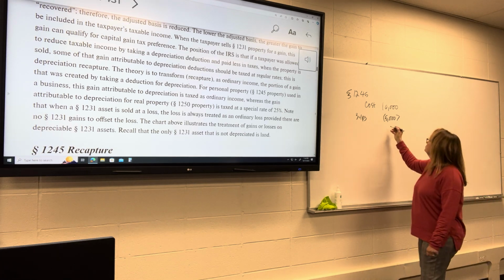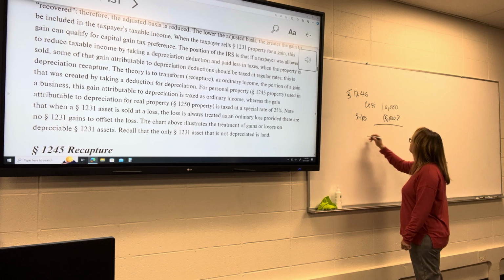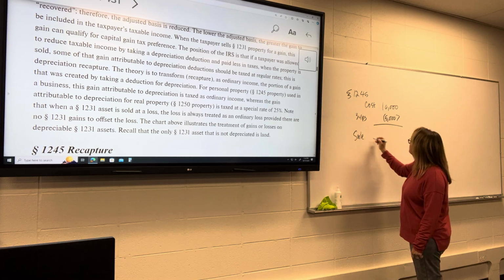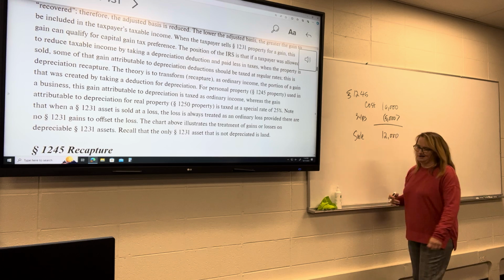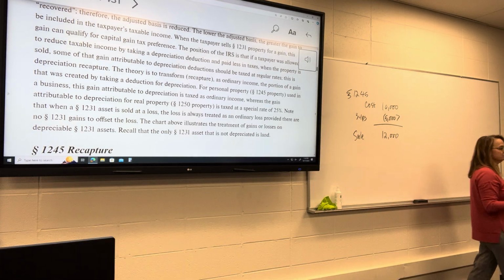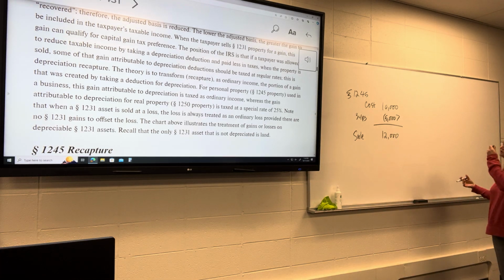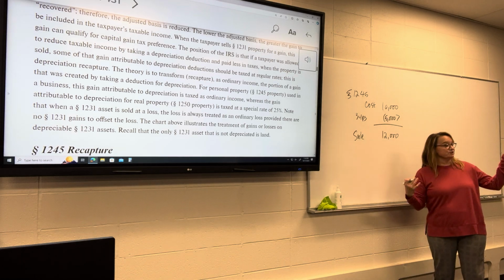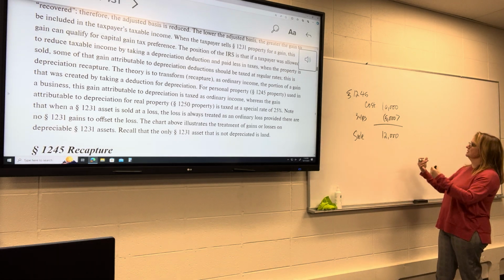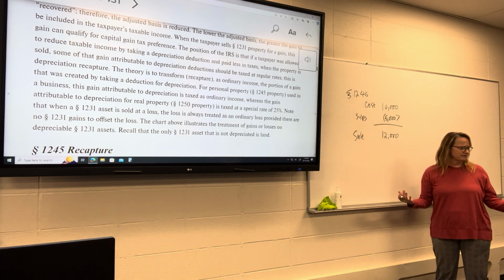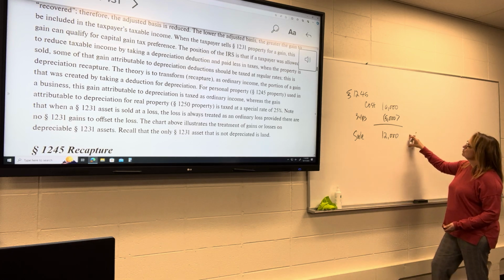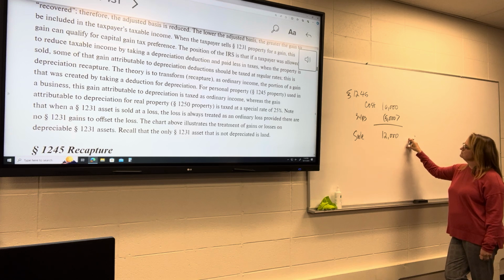So let's just say that you sold it after those 3 years for $12,000. Hardly ever happens when it's equipment or furniture, but let's just say we've had a lot of inflation, so we'll say that you actually made some money off of it. Maybe it was a car. Used cars are really expensive right now. So you sold it for $12,000.